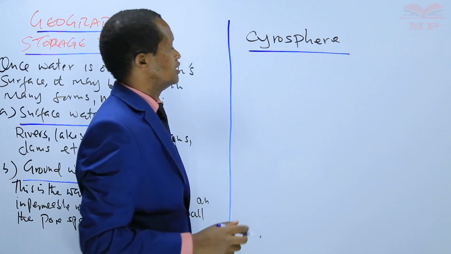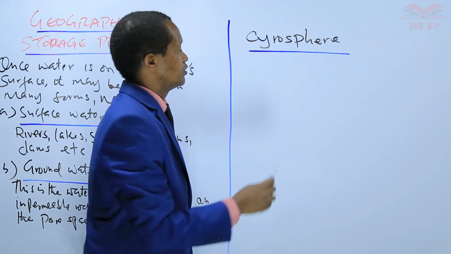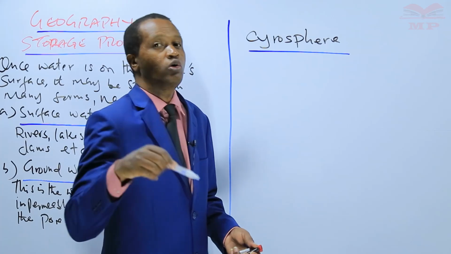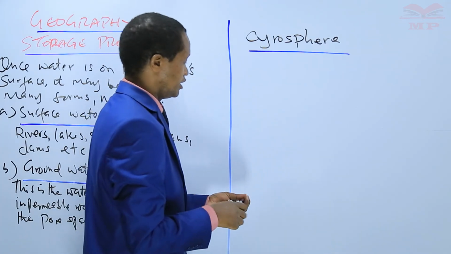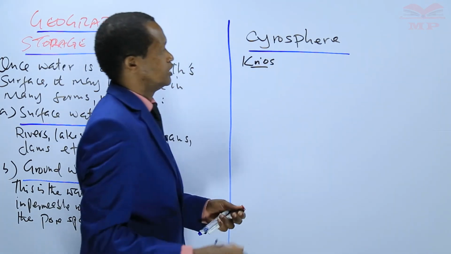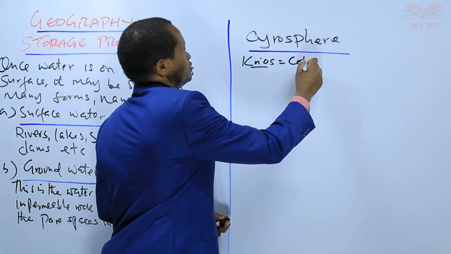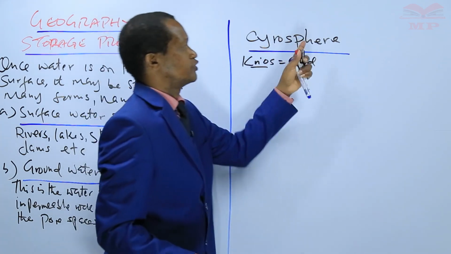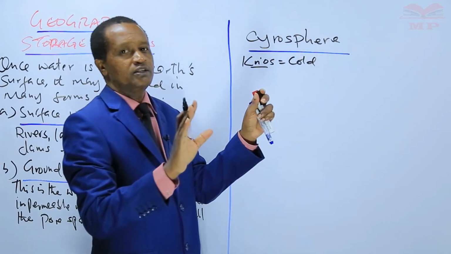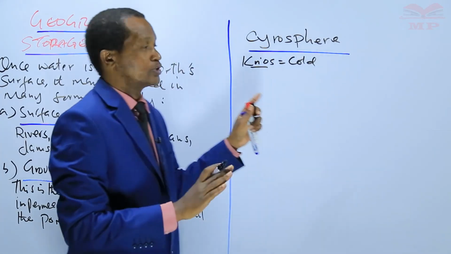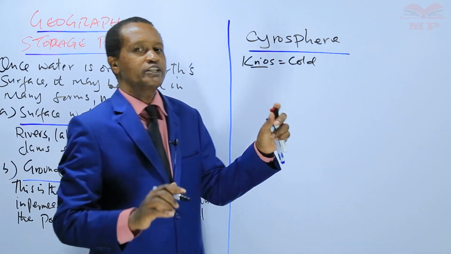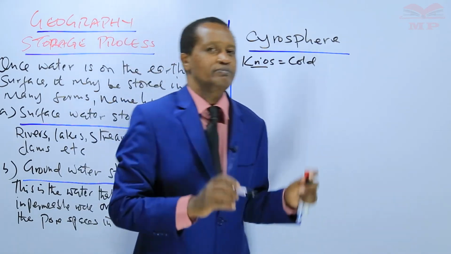Learners, the word cryo is derived from the Greek word kryos, which means cold. So therefore, cryosphere simply means the cold sphere. And this is an important storage of fresh water. It is the frozen water part of the Earth's system.